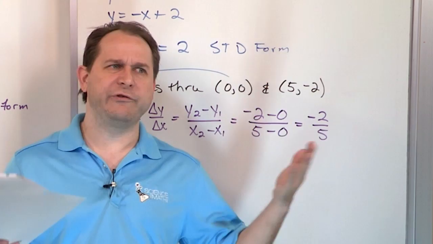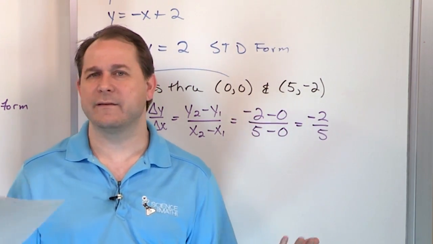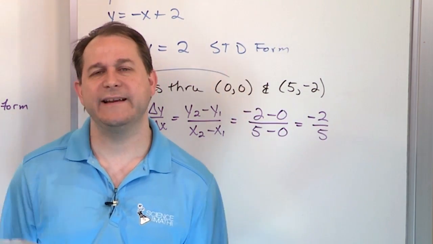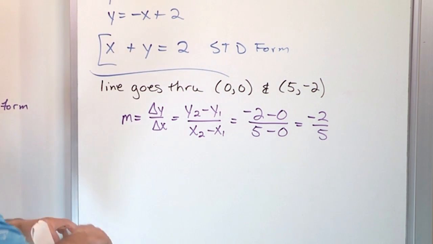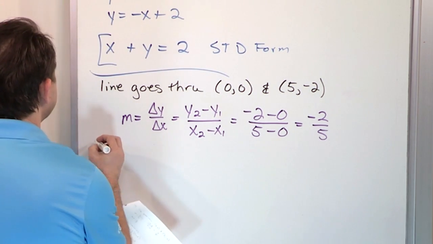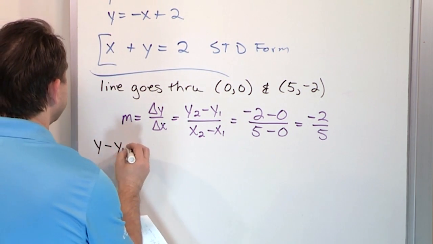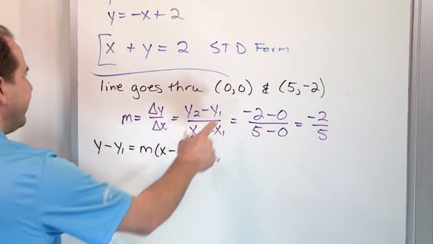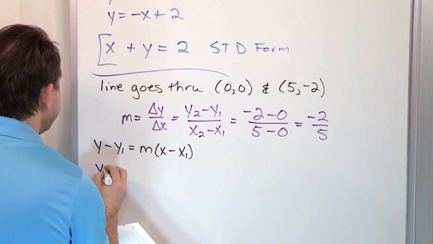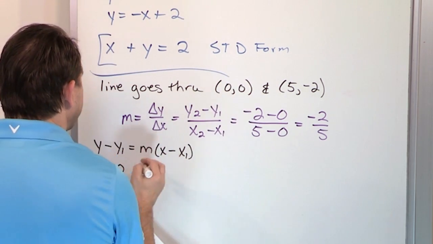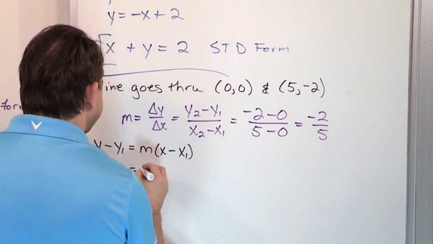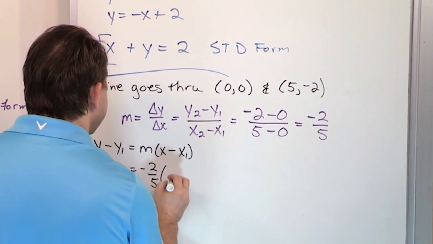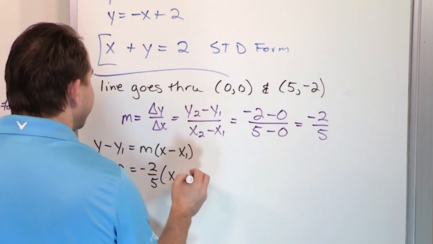So you might say, well, which point do I use? The answer is it doesn't matter. You can use either one. You'll get the same answer. In fact, let's do it both ways. Let's say y minus y1 equals m times x minus x1. Let's use this point right here. So y minus 0, this is the 0 from here, equals the slope that I know, negative 2/5, times x minus this 0 right here.